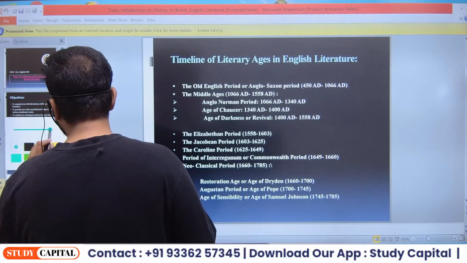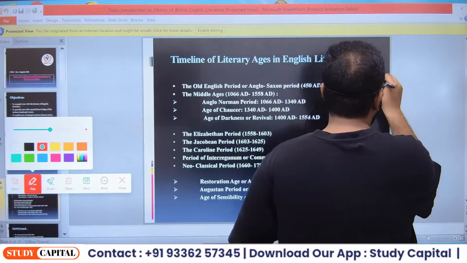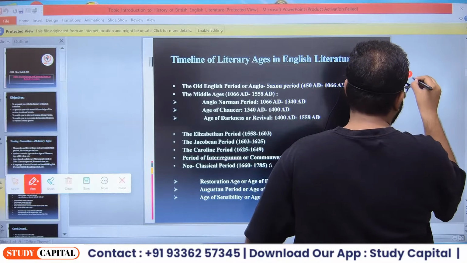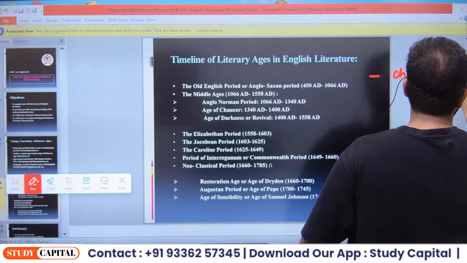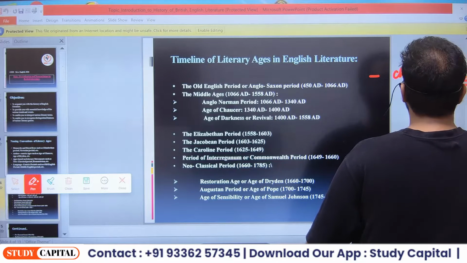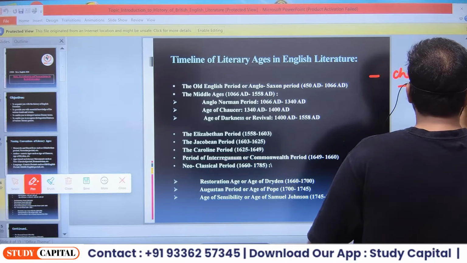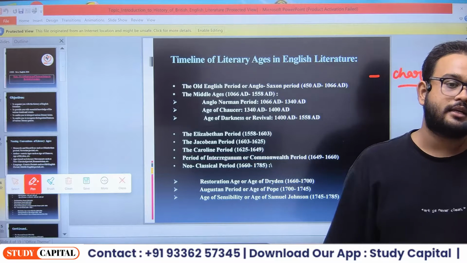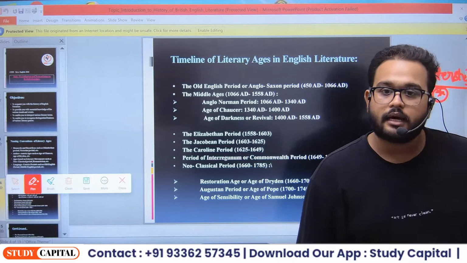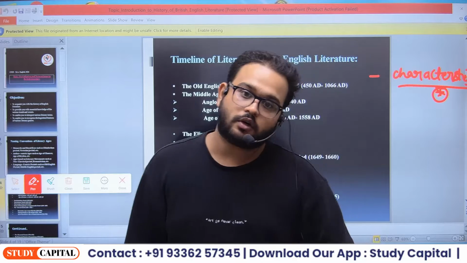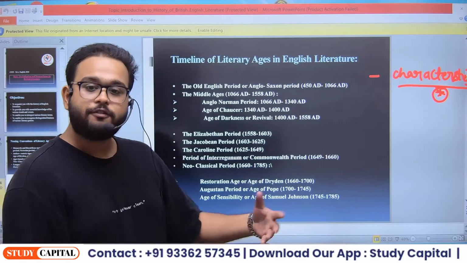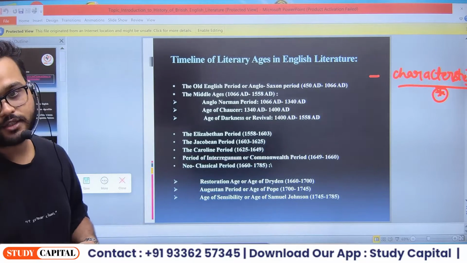Because the literary characteristic of that particular time frame gives you so much insight into how things are going to change in the age of Chaucer. If you don't know what was happening before Chaucer, then how will you understand what Chaucer did, right? The contribution of Chaucer, what he added, what was new in Chaucer. In order to understand that, you need to know what happened before Chaucer. That is why the literary characteristic is very important.